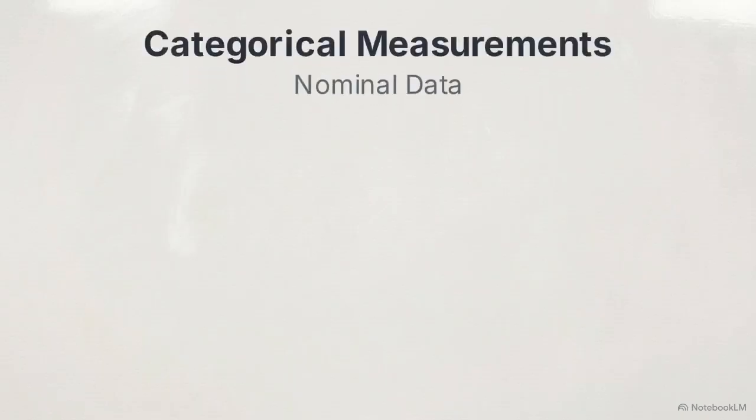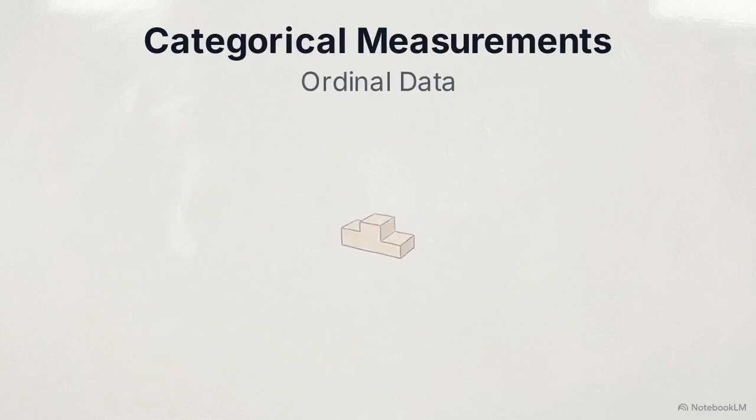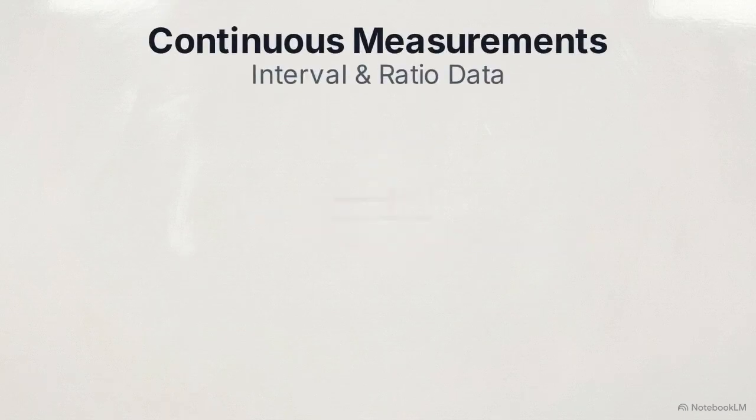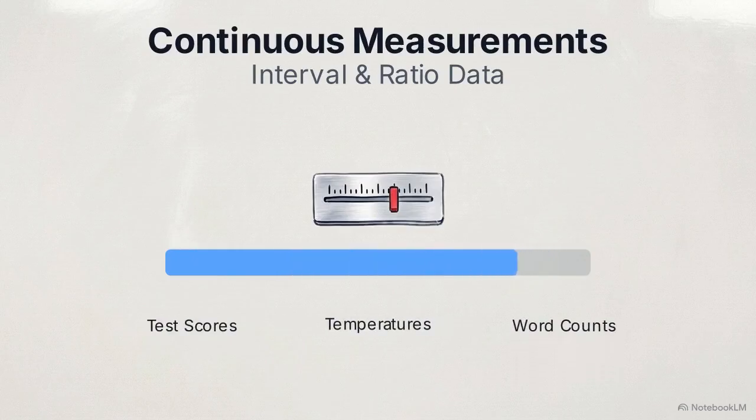We start with categorical measurements. Nominal data gives us distinct labels, like nationality or gender, while ordinal data gives us ranked scales, like strongly agree to strongly disagree. We contrast those with interval and ratio data. These represent true continuous numbers, things like precise test scores, exact temperatures, or literal word counts.